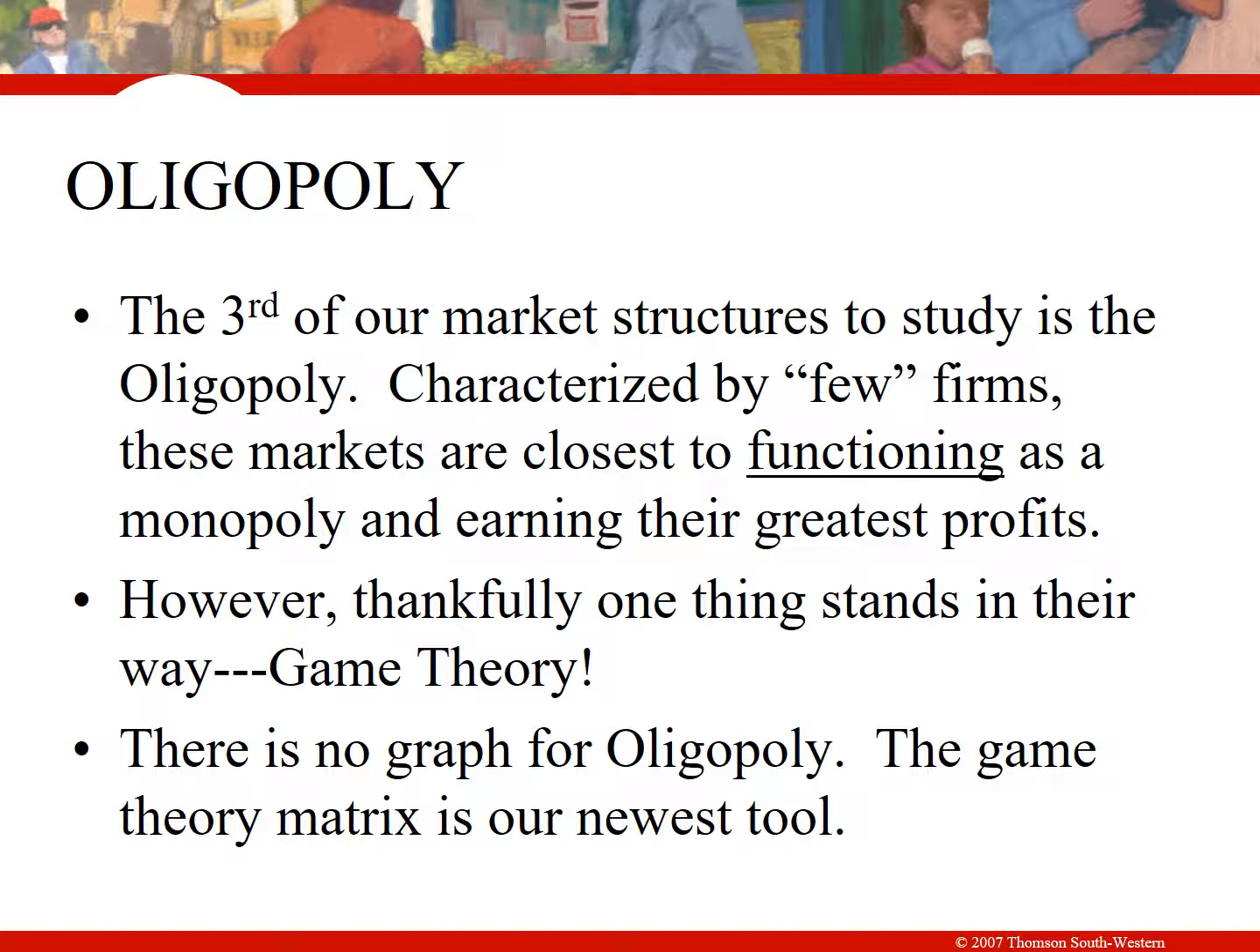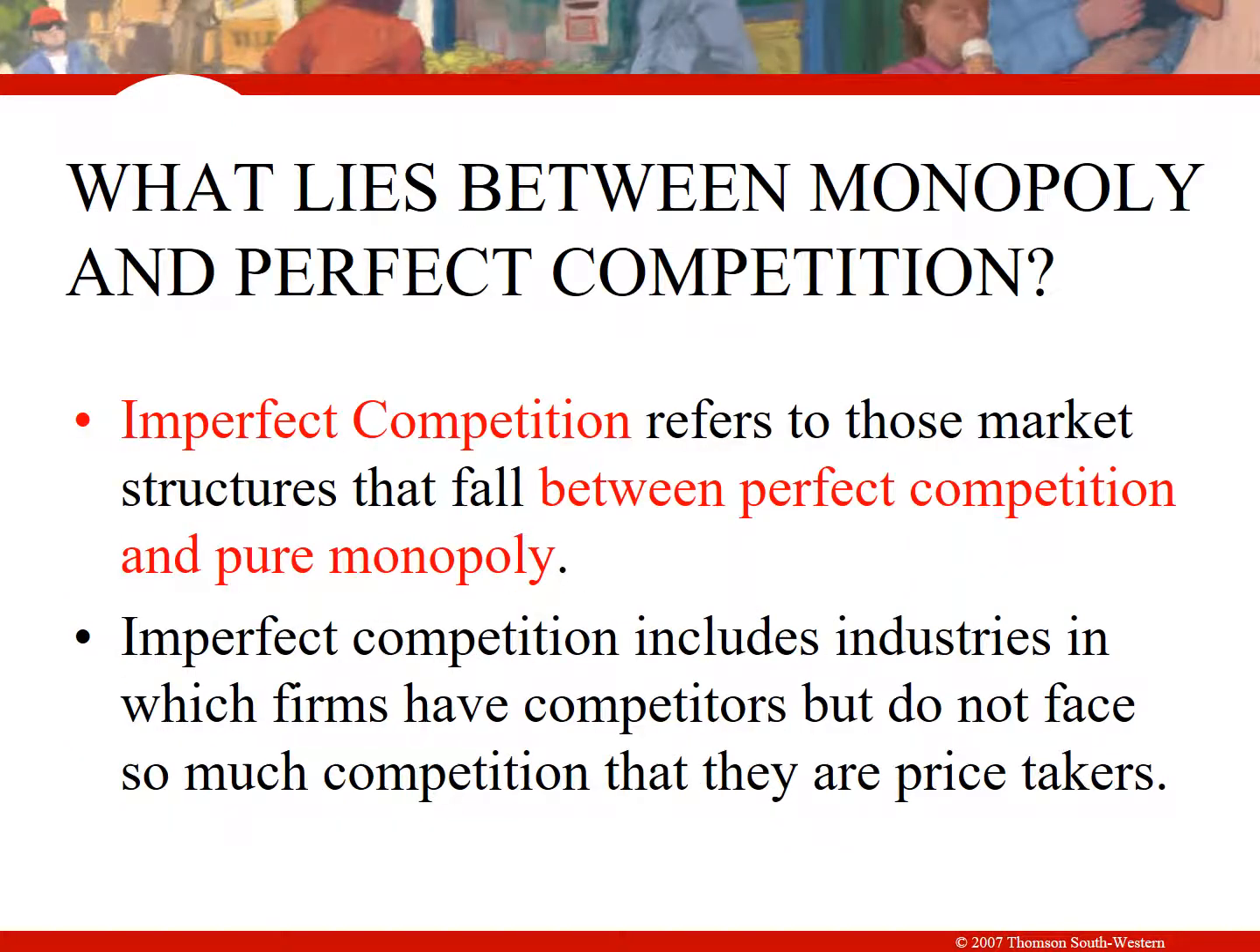Fortunately, for those of us that are consumers, they can't have that same market power, which, if you recall from a monopoly, is inefficient, right? It causes deadweight loss. That's not a good thing. So thankfully, one thing stands in their way, and that's what we call game theory. No graphs for oligopoly. Yay! Instead, we have something called the game theory matrix. It's rather simple, and I think you will find it an easy concept to grasp.